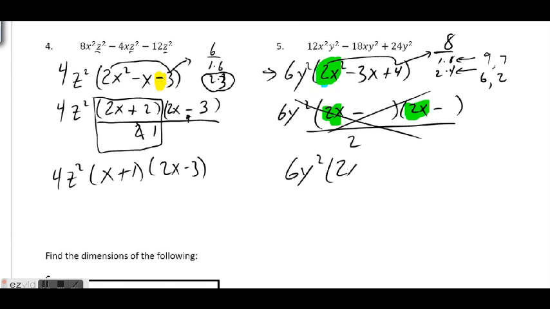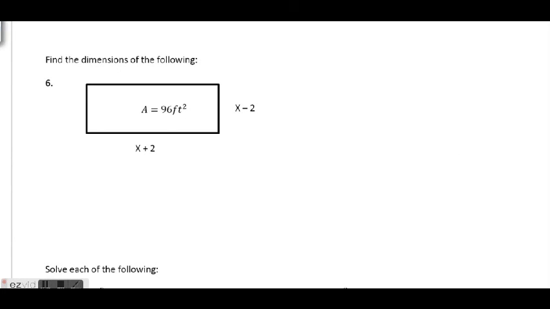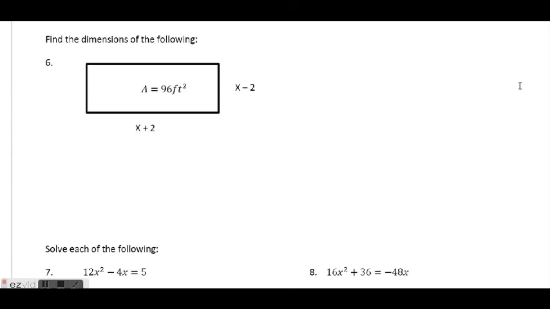I'm just rewriting it to make it look a little nicer, because it cannot be factored any further. You're done. I checked it. Doesn't work. Alright, number 6.